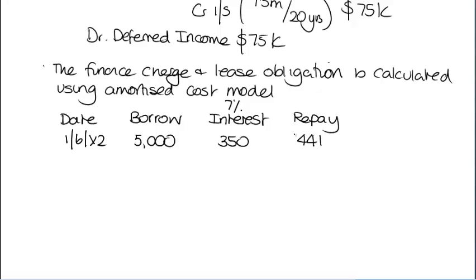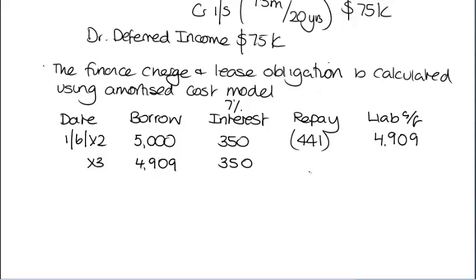We repay 441,000. Which means that we have a liability at the end of the year of 4909. We need to do the calculations for X3 as well. Oops, sorry, it's not 350, is it? So in year 2, our interest charge falls to 344.